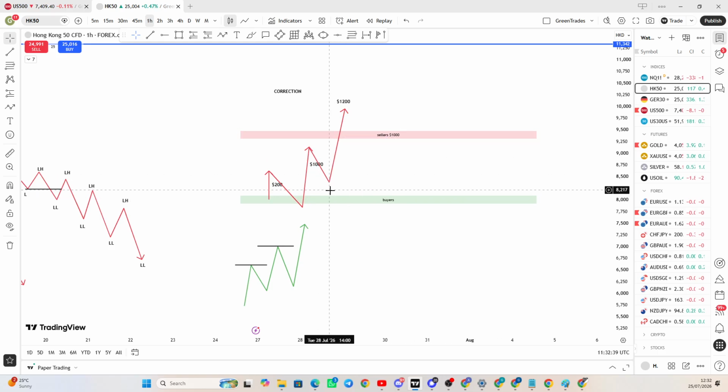It comes back to grab more money, and then it's able to have that power to break this high, which eventually goes to break this seller zone and then begins to move all the way up. So let's see this one as well.